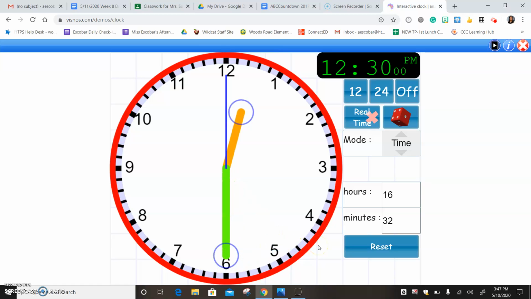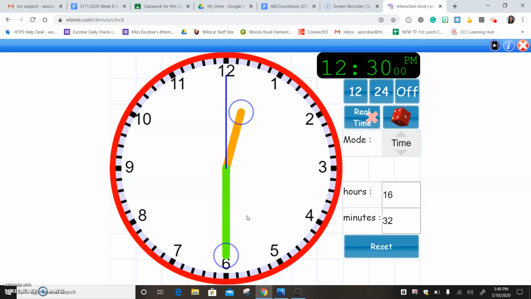What time is it now? Good job. It's 12:30 because the minute hand is pointing at the 6 and the hour hand is between 12 and 1, but the hour hand is past 12. So it's 12:30. Good job, boys and girls.